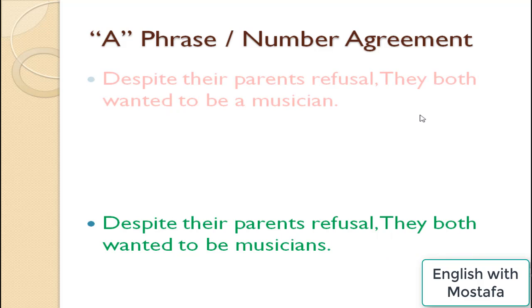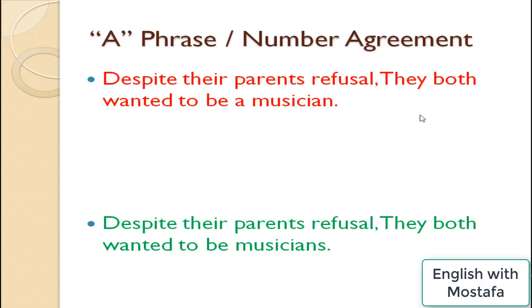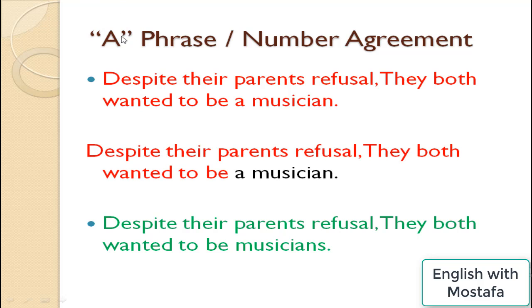Next one. We're going to discuss what we mean by the A phrase and the number agreement. Whenever you have the letter A in a sentence, you have to wait and think. What should you spot? Read the first sentence. Despite their parents' refusal, they both wanted to be a musician. Okay, what's the pronoun here? The pronoun is they. And where is a here? Exactly, this is the indefinite article a, and it always causes confusion whenever it's in the sentence.